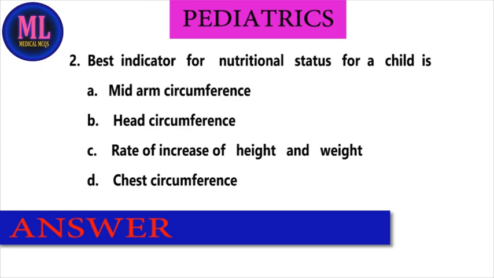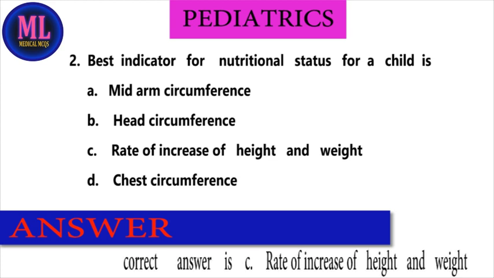2. Best indicator for nutritional status for a child is A. Mid-arm circumference, B. Head circumference, C. Rate of increase of height and weight, D. Chest circumference. Correct answer is C. Rate of increase of height and weight.